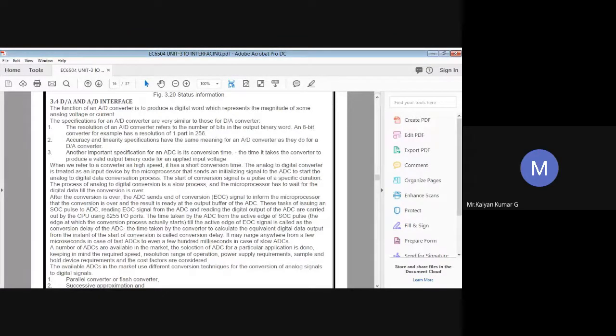Whereas in the second category, the given analog signal will be converted into time or frequency. And these parameters will be compared with known values to produce what? A digital signal. So this is the second category.